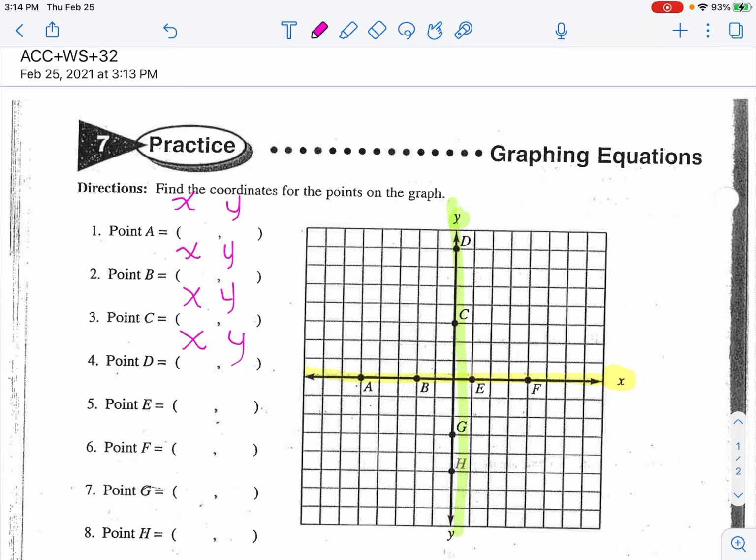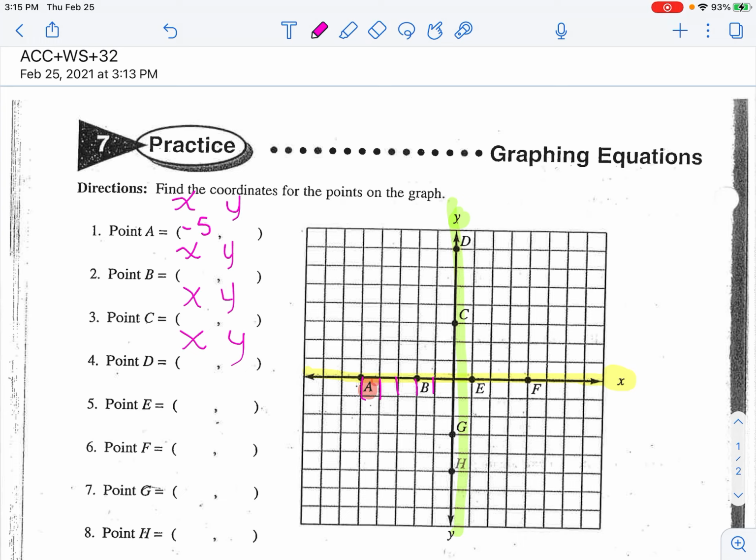All right, so directions. Find the coordinates for the points on the graph. So first we're looking for point A, and point A is right here. Now notice that these lines are not numbered, but they're counting by ones. So if we start counting backwards, where are we on the x first of all? They went backwards, so they're at -1, -2, -3, -4, -5. So the x value is -5.